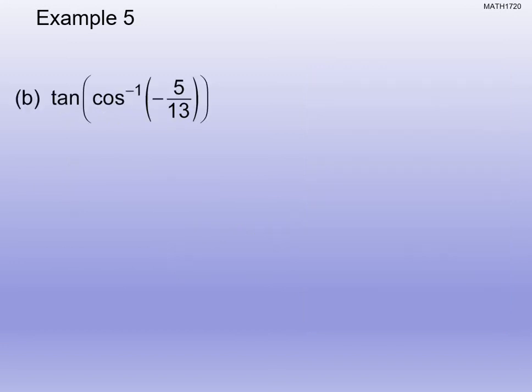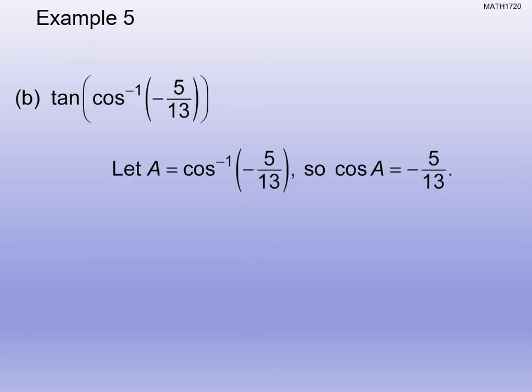Alright, let's do another one. We have tangent of cosine inverse of negative 5 over 13. Same procedure here. We know that cosine of theta is going to equal negative 5 over 13. So that tells us that we are able to draw our triangle out. Once we draw our triangle out, this tells us what?